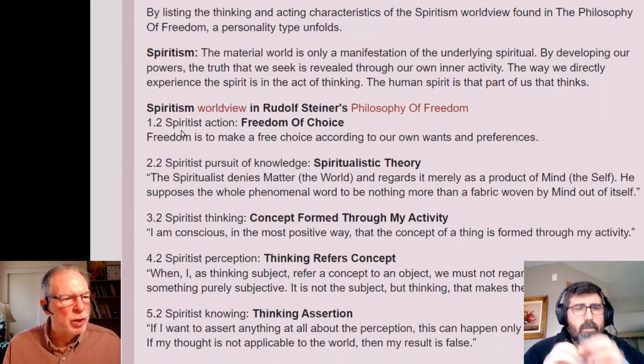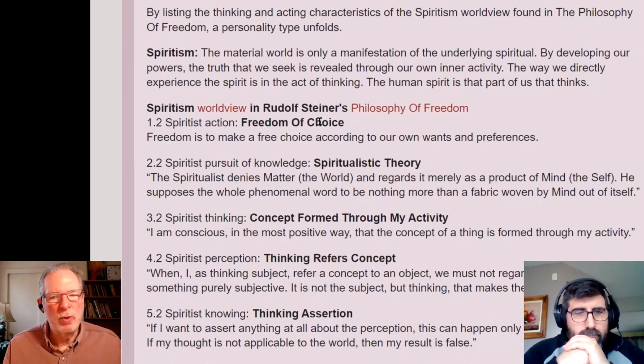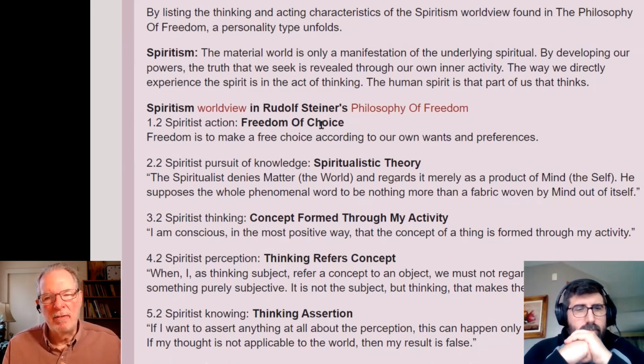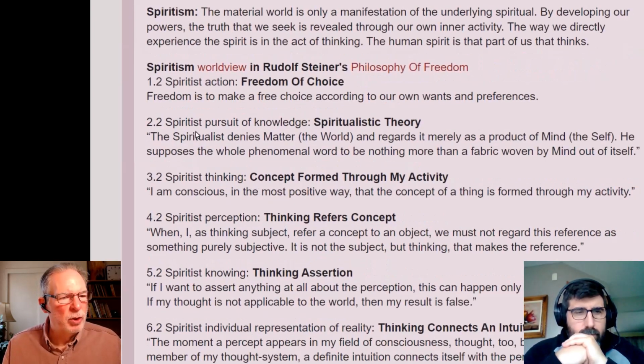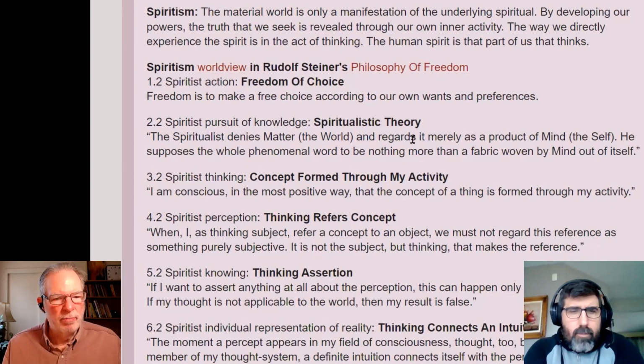So in 1.2, you've got the freedom of choice, which is this active self making a choice. In 2.2, you get spiritualistic theory, which is the way he describes spiritualistic theory: that the world is a product of the mind, the self. The self produces the world.